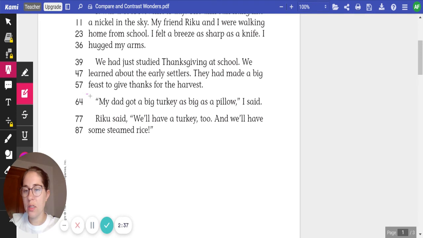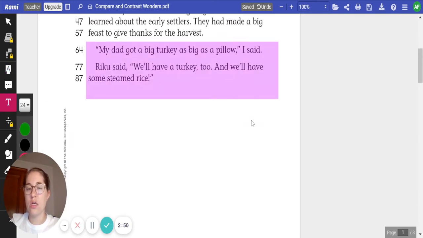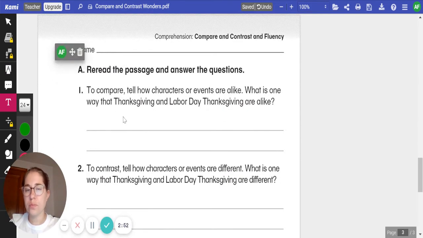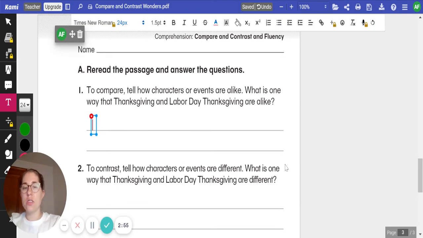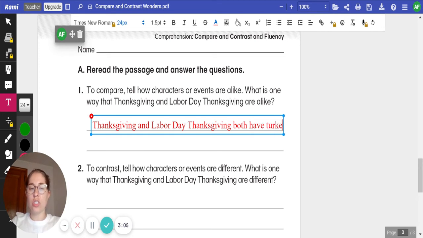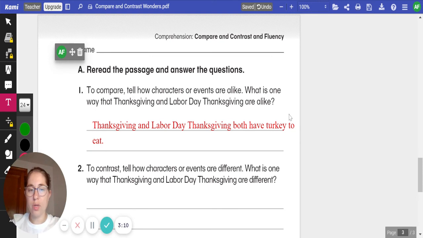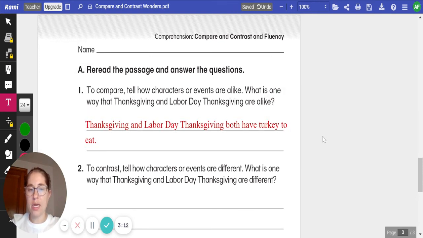Oh, I see right here, the end of this page. My dad got a big turkey as big as a pillow, I said. Riku said, "We'll have turkey too, and we'll have some steamed rice." So let's go down to number 1. How are they alike? So I could say Thanksgiving and Labor Day Thanksgiving both have turkey to eat. And pause the video if you need to get number 1 copied down.